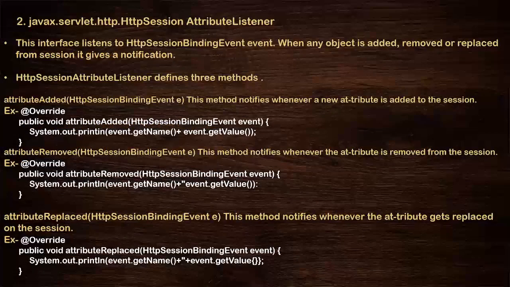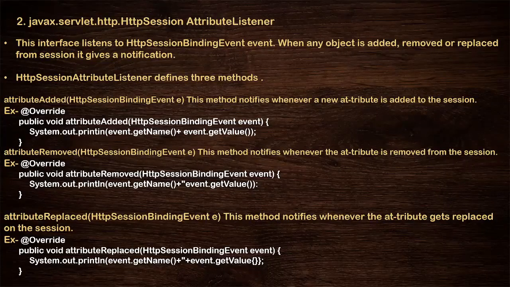Number 2, javax servlet HTTP session attribute listener. This interface listens to HTTP session binding events. When any object is added, removed or replaced in the session, it gives a notification. HTTP session attribute listener defines three methods. Attribute added: this method notifies whenever a new attribute is added to the session. Attribute removed: this method notifies when the attribute is removed from the session. Attribute replaced: this method notifies whenever the attribute gets replaced in the session. There are three examples for these methods.